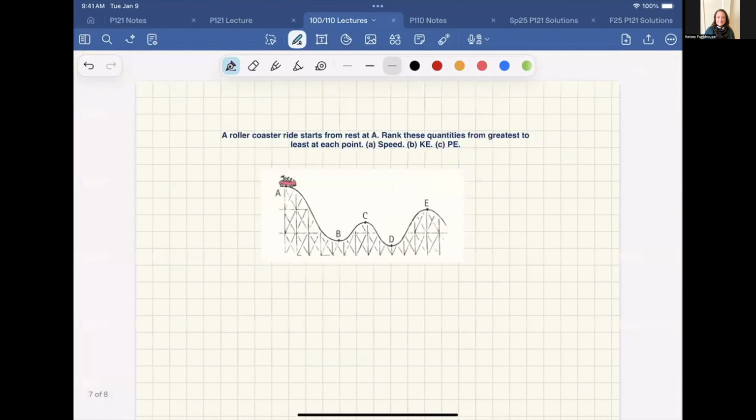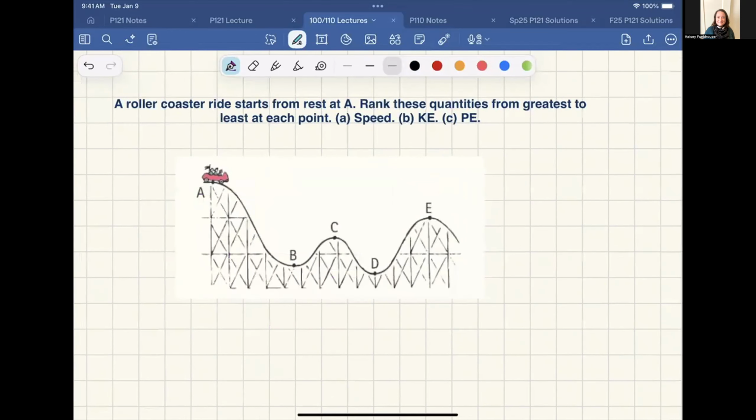Okay, last example is a roller coaster. So we have a roller coaster that starts from rest at position A. Remember, starts from rest means not moving initially. And we want to rank these quantities from greatest to least at each point: the speed, the kinetic energy, and the potential energy. We're actually going to do this one in reverse order. We're going to do part C first because I think it'll be the easiest.